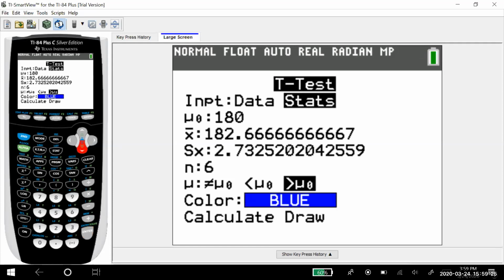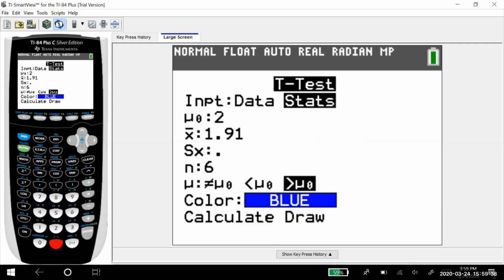So again, our assumed mu is 2 gallons. That's what we're assuming to be true. Our X bar, they told us, was 1.91 gallons. The standard deviation was 0.74. You can put the 0 in front of that if you want to, but you don't have to. And our N was 30. We wanted to see if it was less than, so we have to choose the less than, and that's it. And we're going to let the calculator calculate all these things for us.